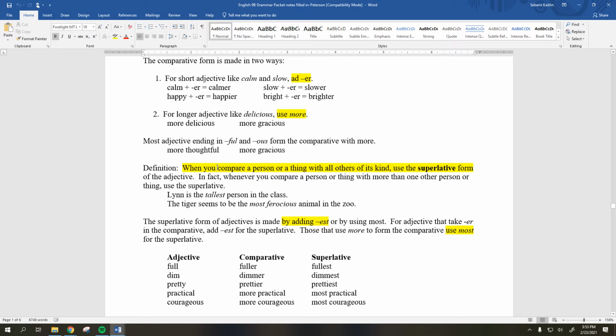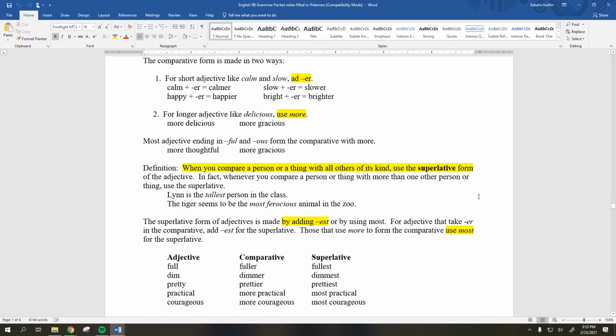Highlight. When you compare a person or thing with all others of its kind, use the superlative form. In fact, whenever you compare a person or thing with more than one other person or thing, use the superlative. So, Lynn is the tallest person in the class. Out of all the students in the class, Lynn is the tallest. The tiger seems to be the most ferocious animal in the zoo. Out of all the animals in the zoo, the tiger is the most ferocious.